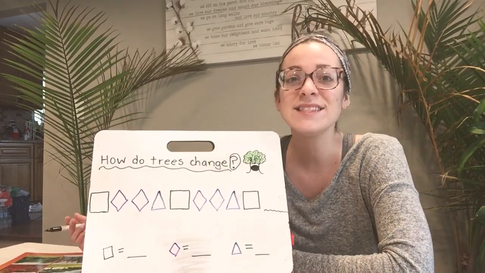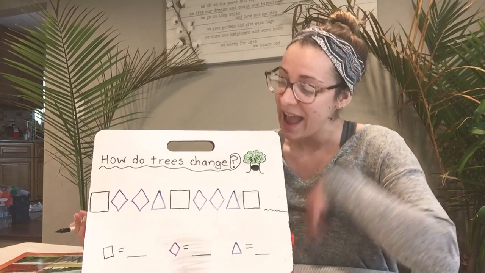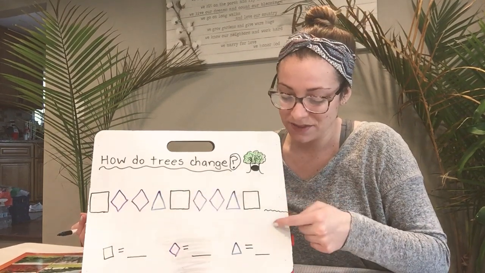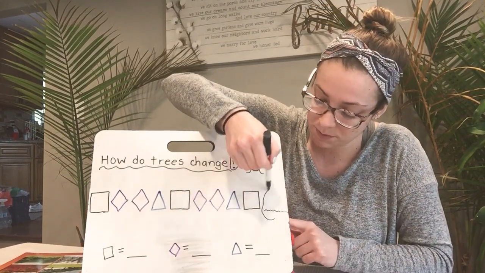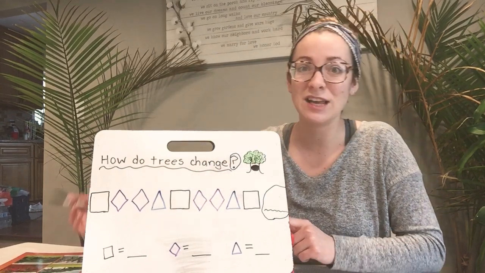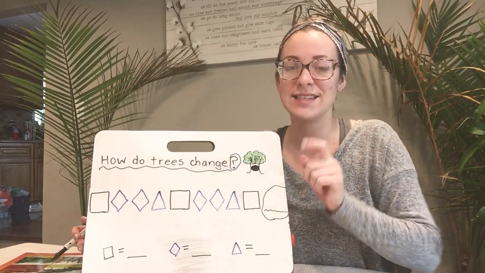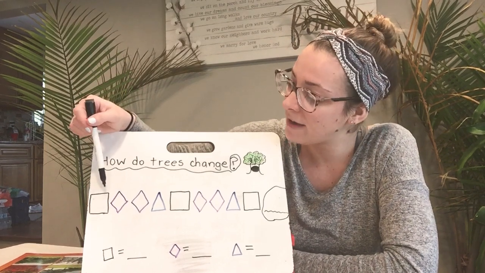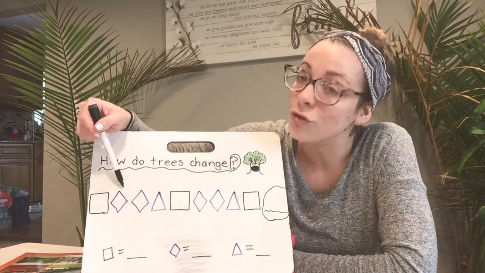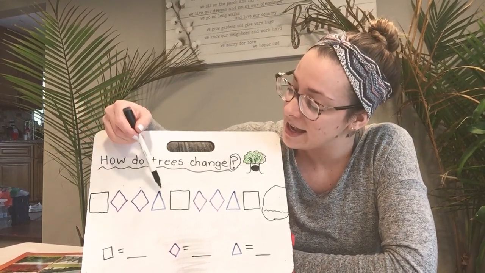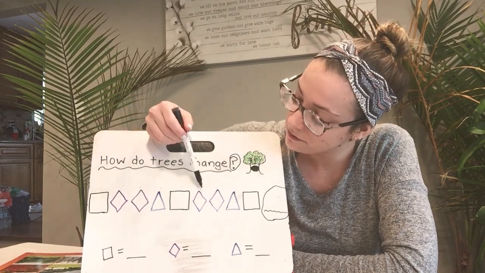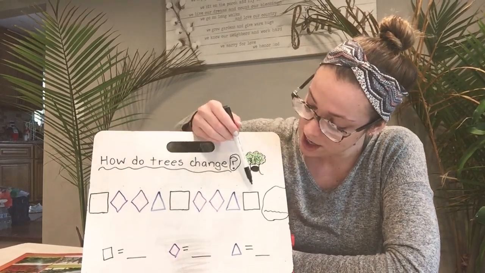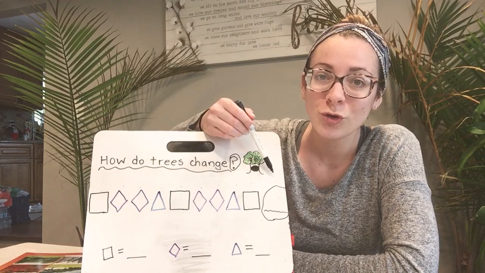Okay, so let's say the shape pattern together all the way to the end. We have to find out what this missing shape is right here. Okay, so let's see if you can think, and find it. All right, let's start down here. Ready? Square, rhombus, rhombus, triangle. Square, rhombus, rhombus, triangle. Square, rhombus.